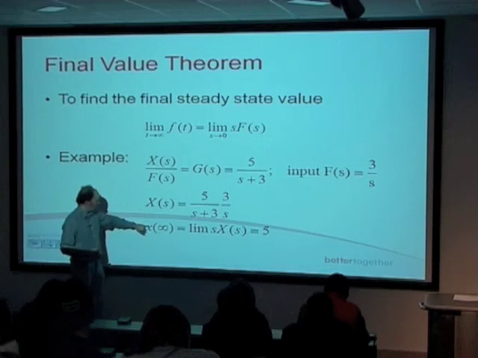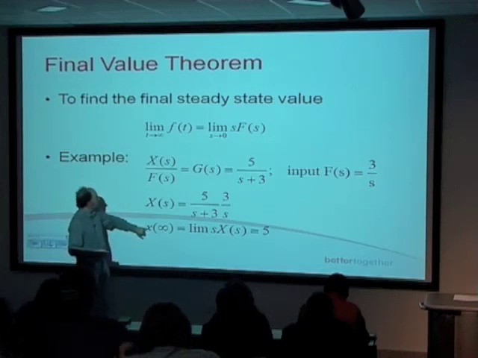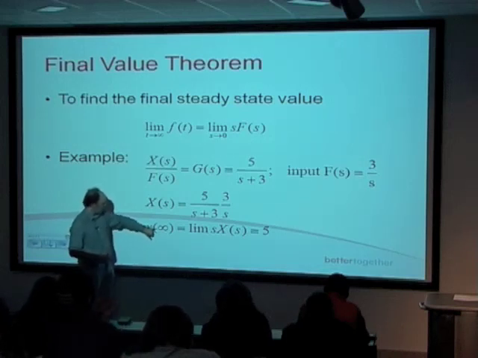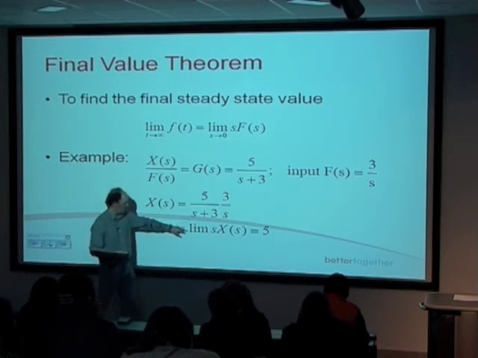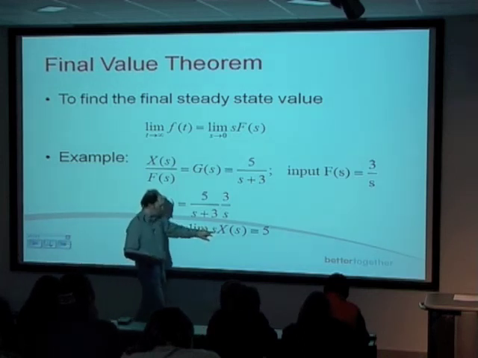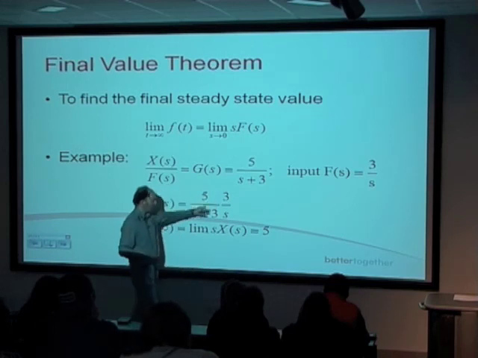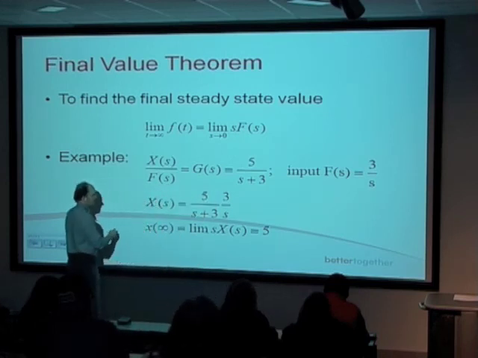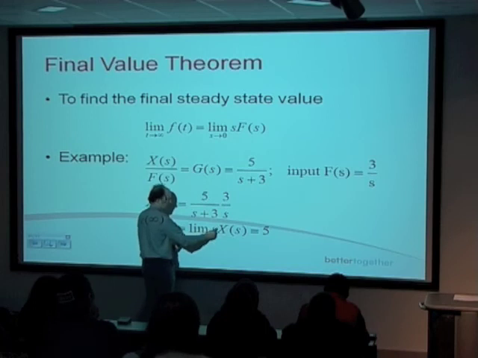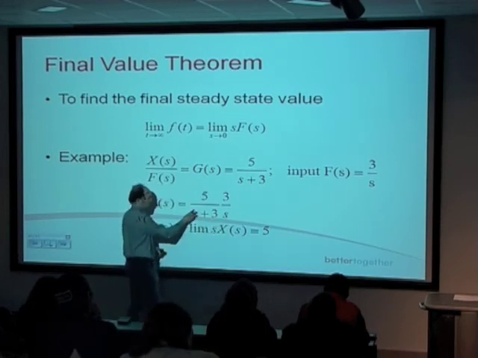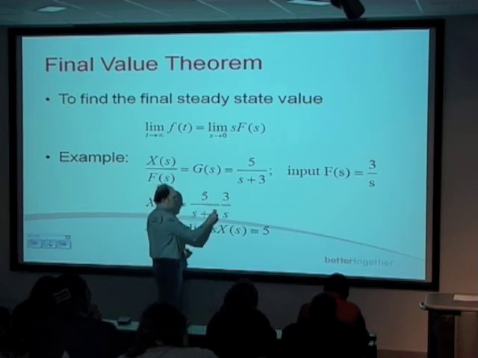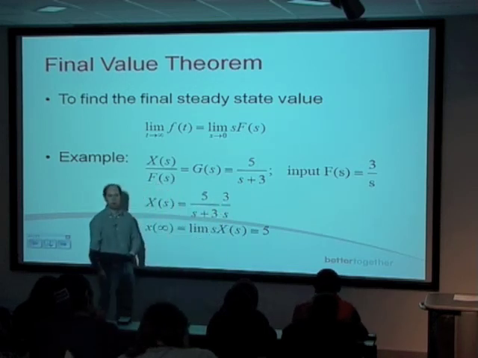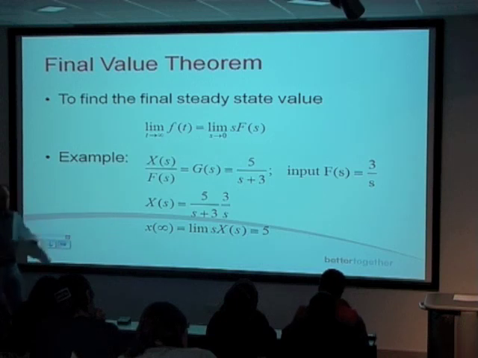And so, my function in terms of time, little x, as t goes to infinity, is the limit as s goes to 0 of s times this lot. Now, if I multiply this term by s, which is here, obviously that s cancels with that s. That obviously is 0, so I end up with 15 over 3. 15 over 3 is 5. So my final value is going to be 5.